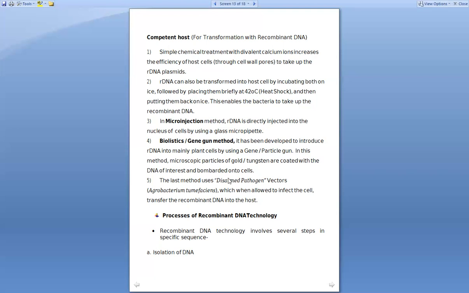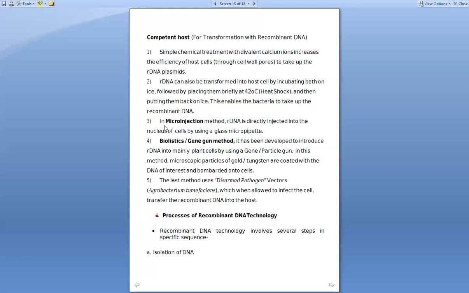This enables the bacteria to take up the recombinant DNA, right? So the second type of treatment says that the rDNA can be transformed into the host cell by incubation in ice and then at 42 degrees Celsius, which is the heat shock. Doing this 2 to 3 times enables the bacteria to accept the rDNA, right?